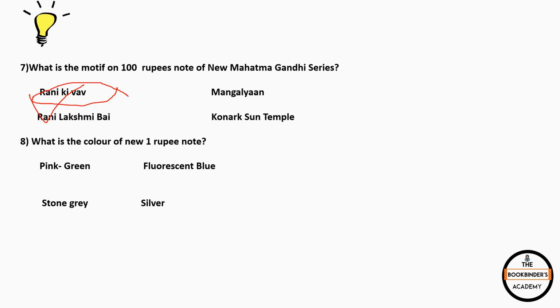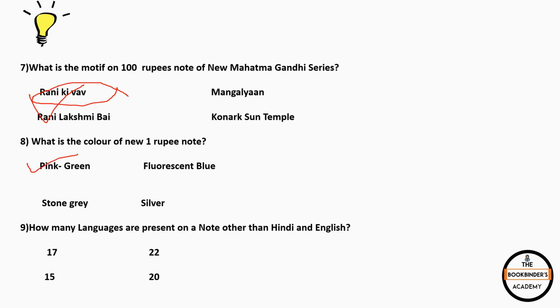Next question. What is the color of the new 1 rupee note? Options are pink green, fluorescent blue, stone grey, silver. I hope you have answered. The answer is pink green.